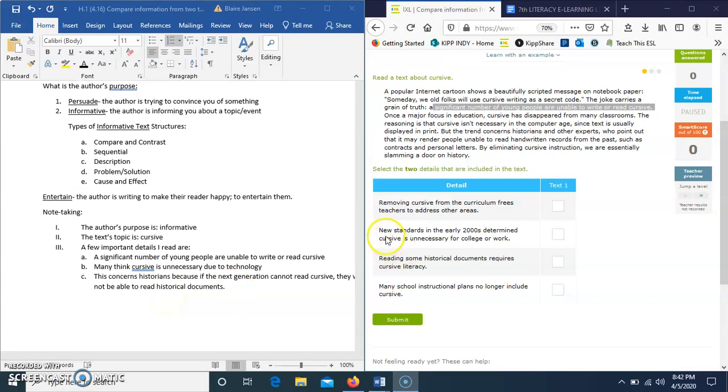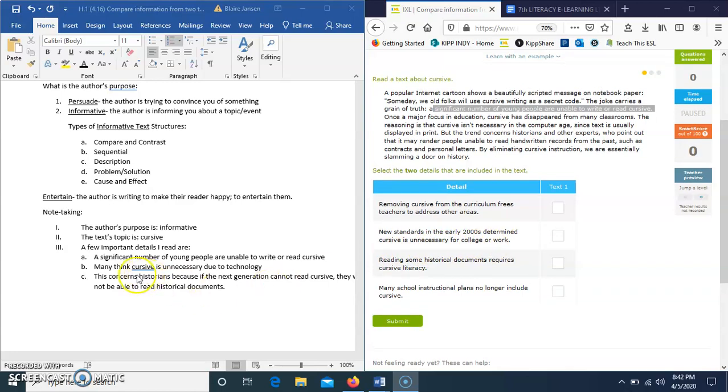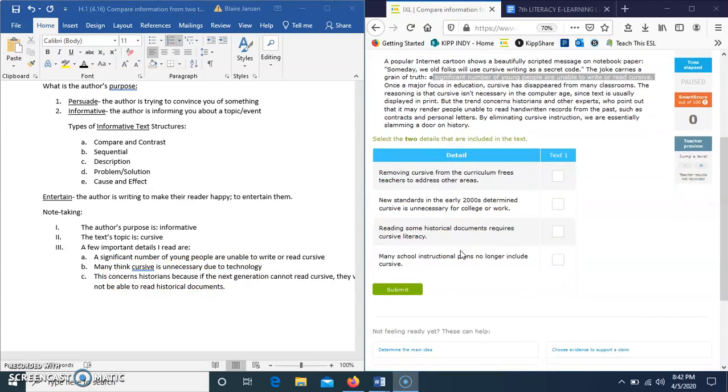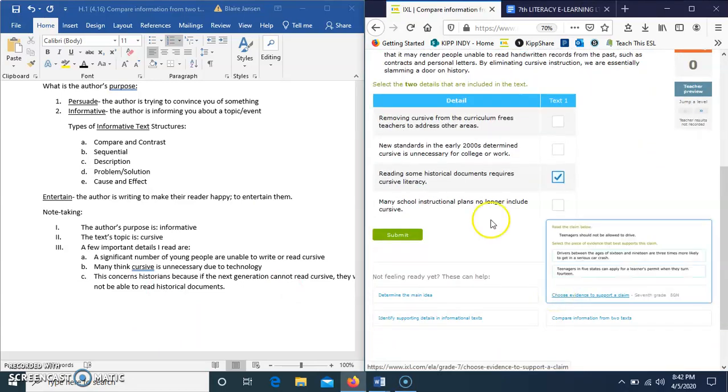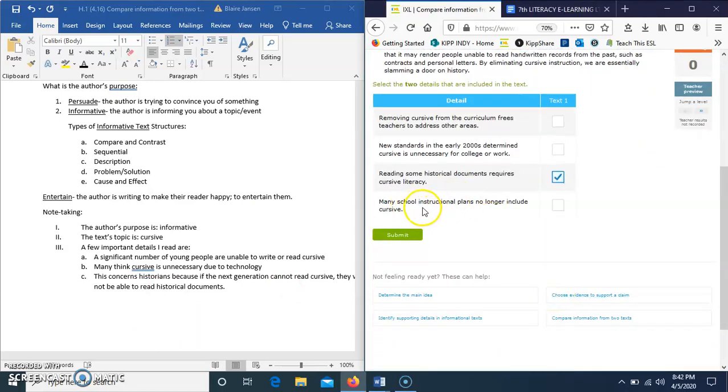The second fact, new standards in the early 2000s determined cursive is unnecessary for college or work. No, many think cursive is unnecessary due to technology, but not because they determined it's unnecessary for work. Reading some historical documents requires cursive literacy. Yes, that is absolutely in this particular text, so we're going to check that box. Number 4, many school instructional plans no longer include cursive.